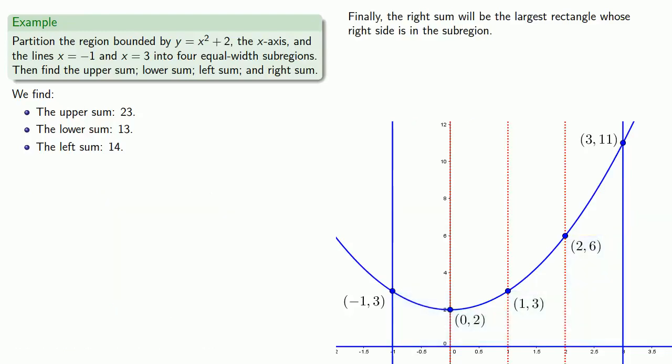And finally, the right sum will be the largest rectangle whose right side is in the subregion. And so we might sketch out what those rectangles look like.